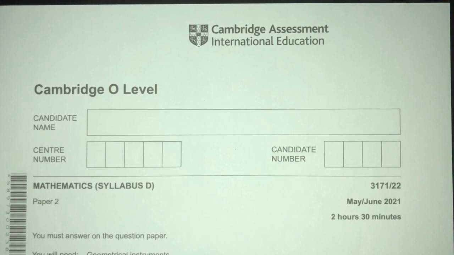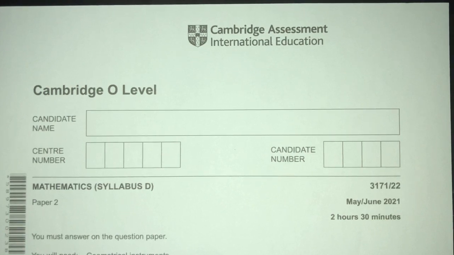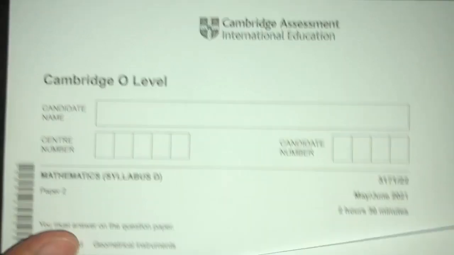This one is paper 3171. I guess it's called the July series. It is a requested paper for paper 2 of Math Syllabus D. Now with that being said, let's move on to questions.